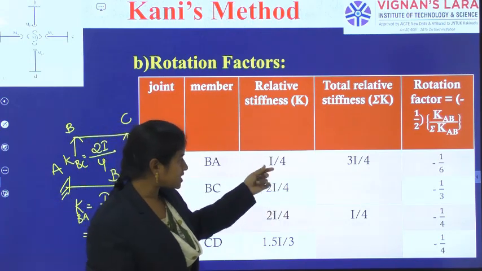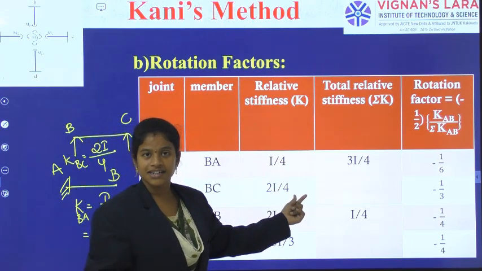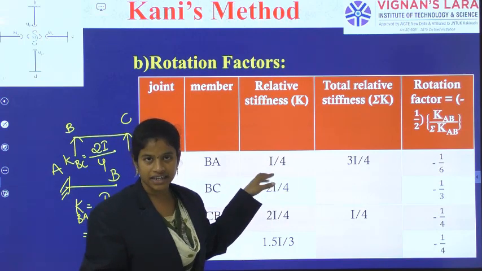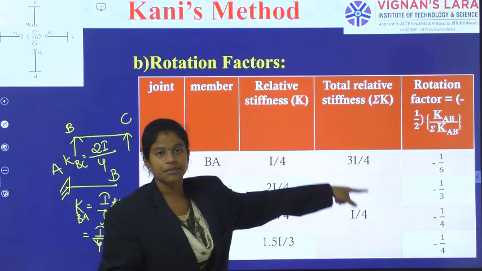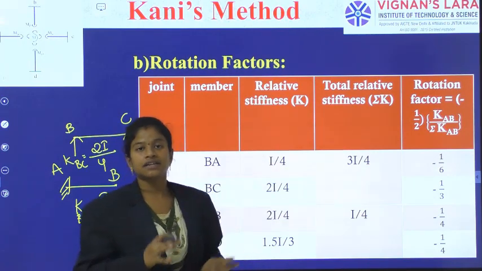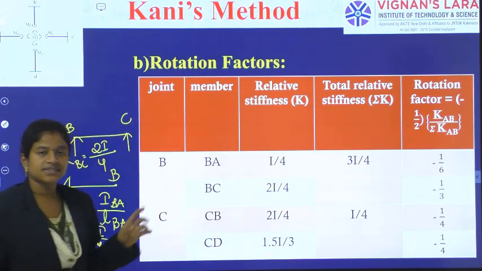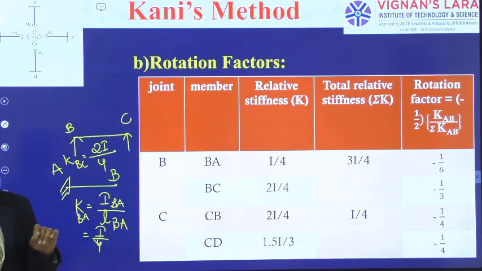So as we have already said, when you keep the denominator as it is, we can sum up the numerators easily. So I plus 2I, 3I by 4. That is the total relative stiffness calculation. Now the next step is rotation factor calculation.